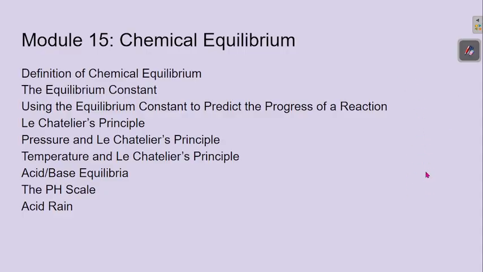What are we covering in this module? We're going to give the definition of chemical equilibrium. We're going to learn about the equilibrium constant. How do you use this equilibrium constant to predict the progress of a reaction? We're going to learn about Le Chatelier's principle, pressure and Le Chatelier's principle, temperature and Le Chatelier's principle, and then we're going to learn about acid-base equilibria, the pH scale, and acid rain. Basically, we're going to cover the first three today.